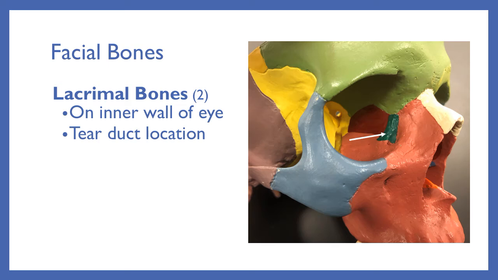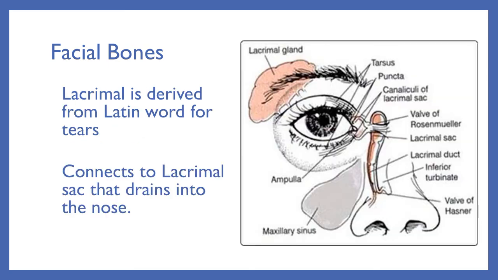The lacrimal bones are these two tiny dark green bones on the inside of your eye orbit. It's through these two tiny bones, one on each side, that our tear ducts run. The word lacrimal is derived from a Latin word for tears. The small opening through the lacrimal bone connects to a lacrimal sac that drains into the nose.